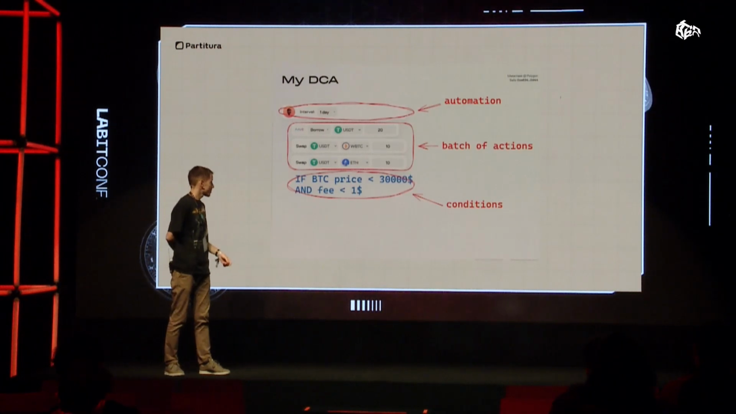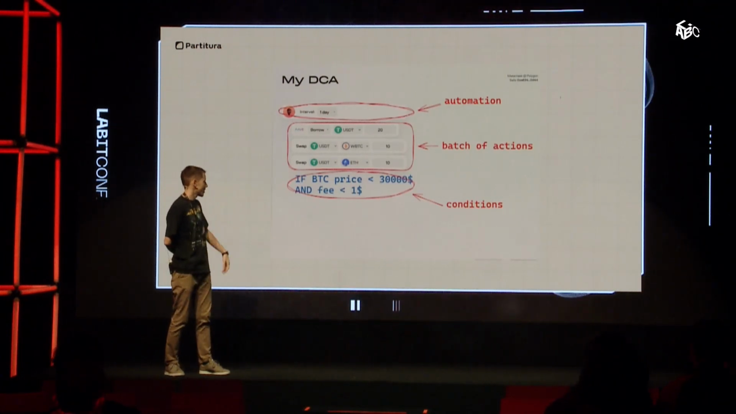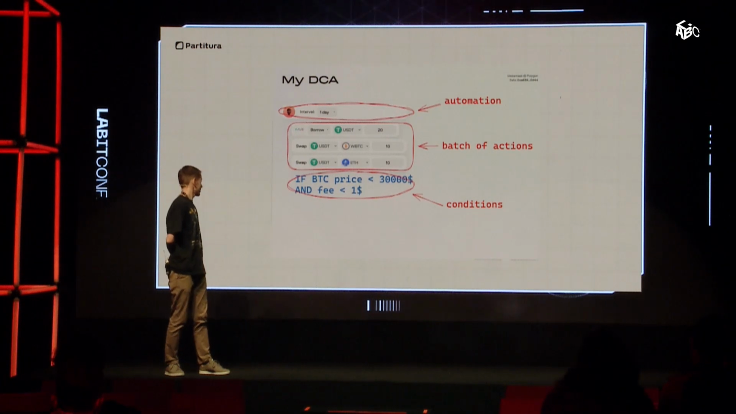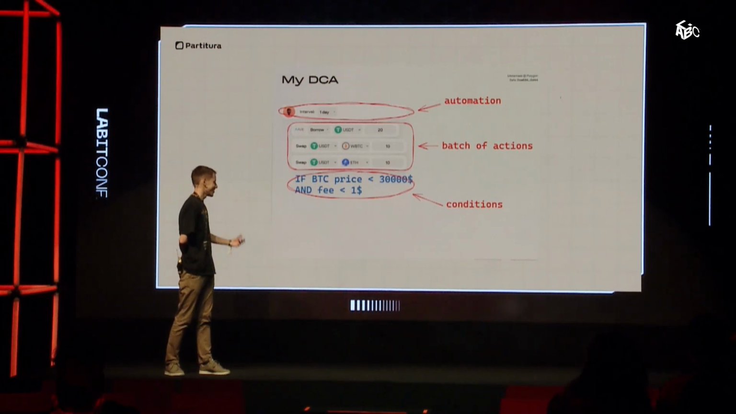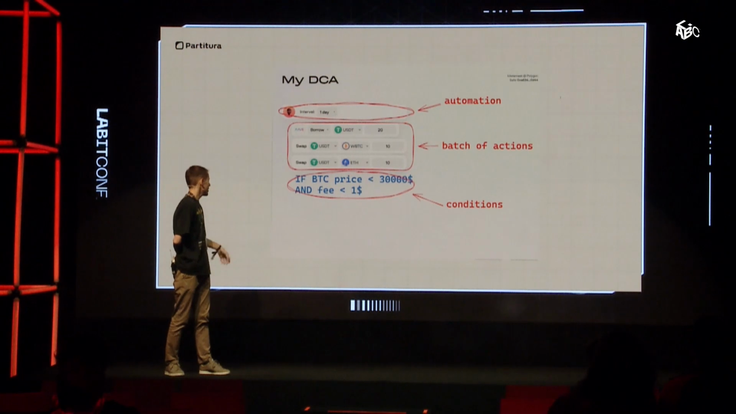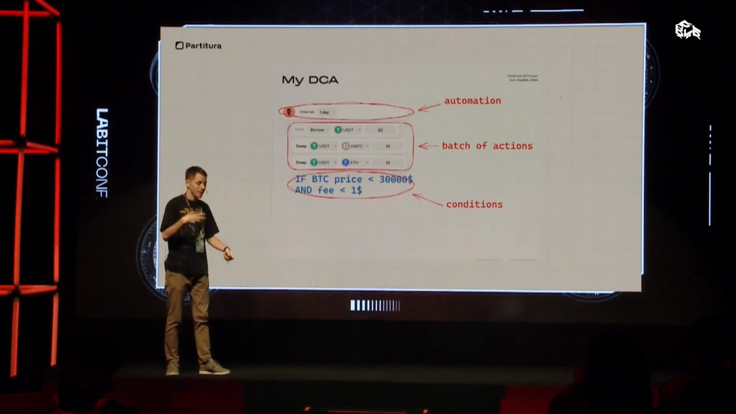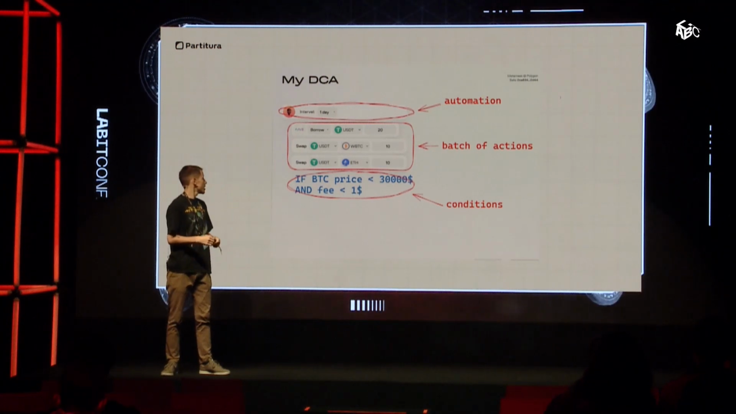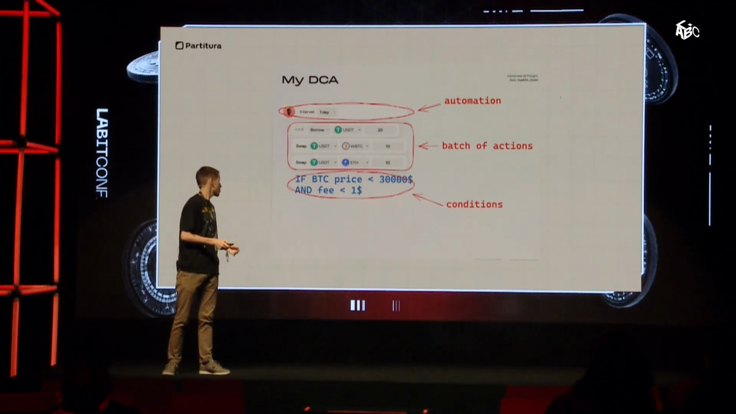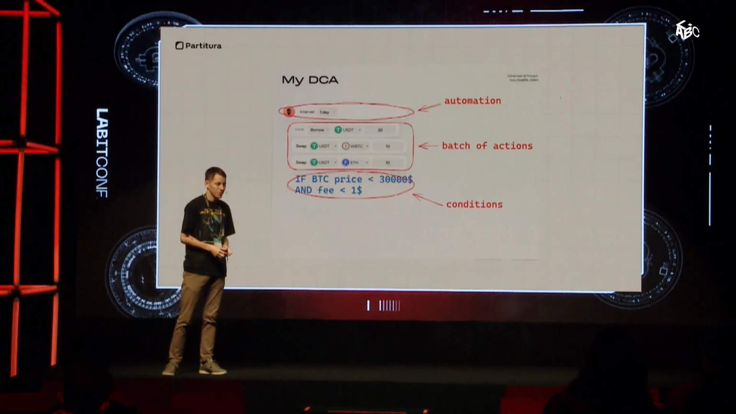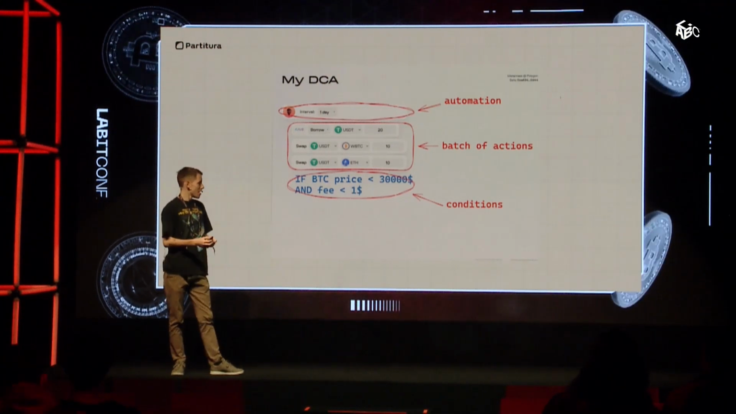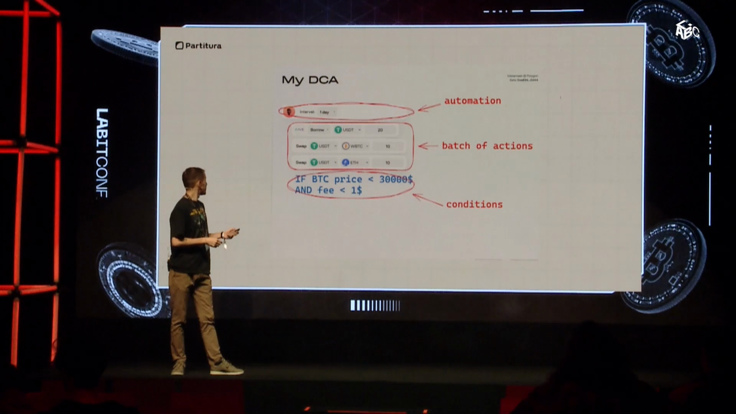We can also have some conditions, like if the BTC price is less than $30K and the fee is less than $1, we can improve it with a bunch of actions. We can add more actions, and we can change the automation from every day to every second or, I don't know, every new moon.